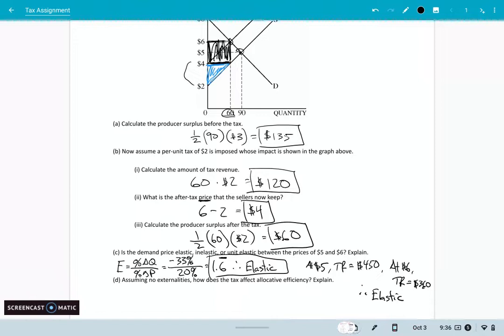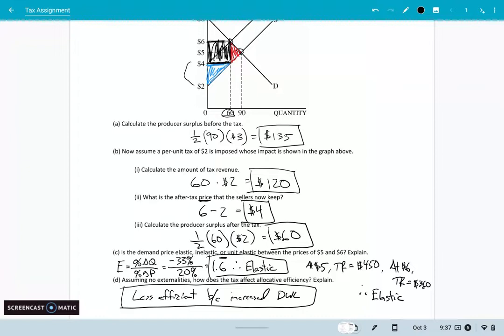Lastly, assuming no externalities, which is something we haven't gone into yet because that's in a later unit, what would be the net effect? Well, there's two ways you could say this. First of all, we incurred a deadweight loss. So we would say that we're less efficient. Or you could say that the producer and consumer surpluses are smaller than they used to be. So either way of saying it, it's less efficient because of increased deadweight loss, or you could say less efficient because of a decrease in consumer and producer surpluses.